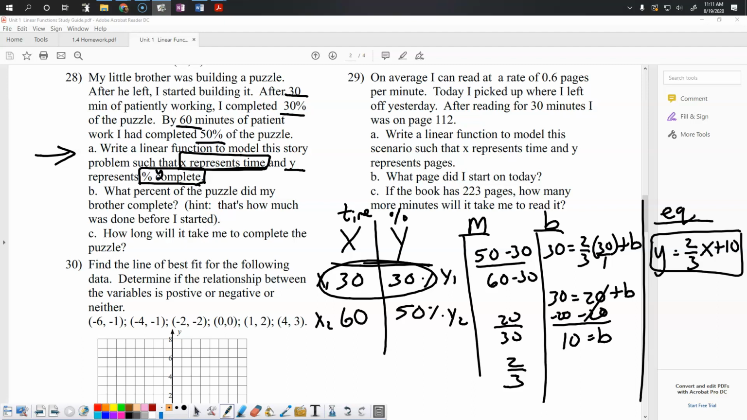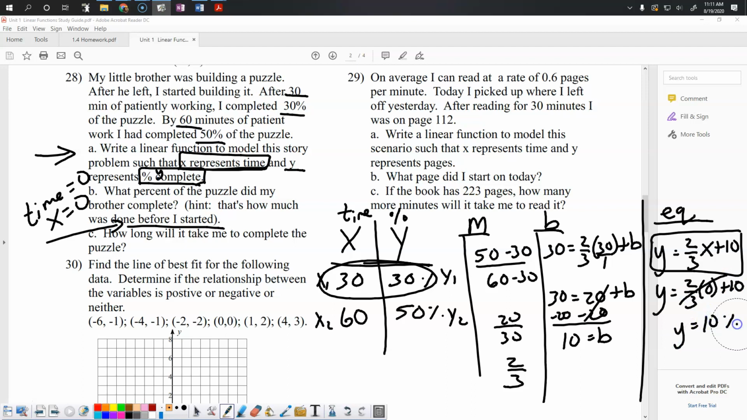That means before I even started, which means that time equals 0. So if it's before I started, then that's when time equals 0, because we didn't start counting the time until I started the puzzle. So that's at t equals 0. Now, but we're not using time as a variable. We're using x. So the variable that we're looking at here is x equals 0. So for part B, you're going to plug 0 in for the x, because that's when the time equals 0 and x represents time. And so the answer is 10%. So my brother had completed 10% of the puzzle. And I went ahead and did the rest after that.